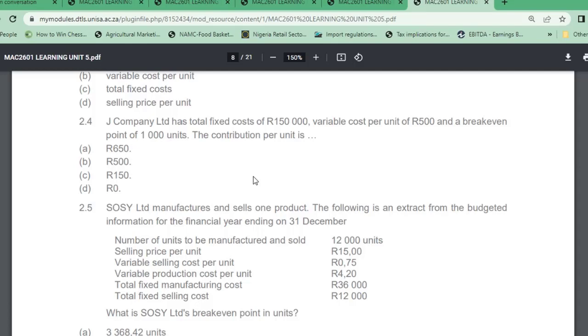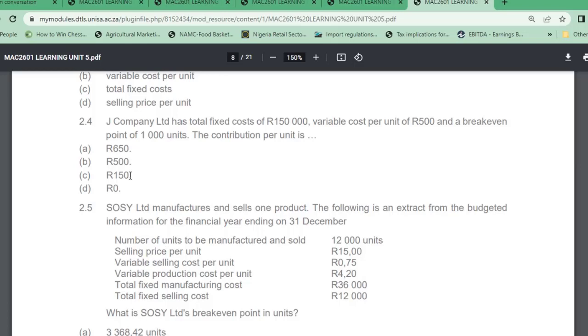Is it 600? Is it 500? Or is it 150? Or is it 0? Can you try calculate the contribution per unit? You have your total fixed cost, you've got your variable cost per unit, and you've got your break-even units of 1,000. Calculate the contribution per unit for me. 5 minutes max. I'm going to keep quiet and give you the 5 minutes to give me the contribution per unit, and you let me know how you got to it. Then we close off the session for today.